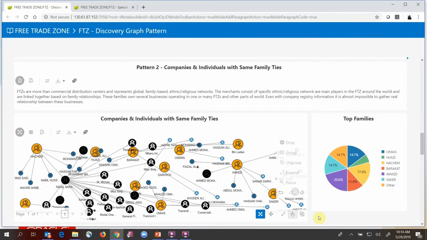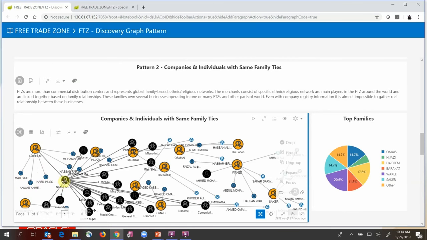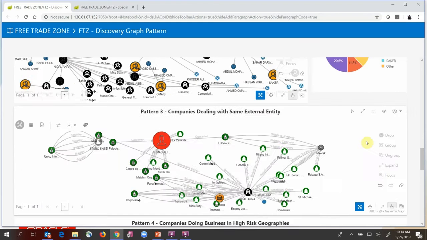If you see the right-hand side, we have a list of all the top families who are operating in this particular free trade zone. You can see the Wackett family owns 20% of the business within the free trade zone, which is huge. We can also build the network of all the entities. If you see the Hakam family here, it consists of various individuals. Additionally, an individual called Nidal Akram is related to various sanctioned entities.